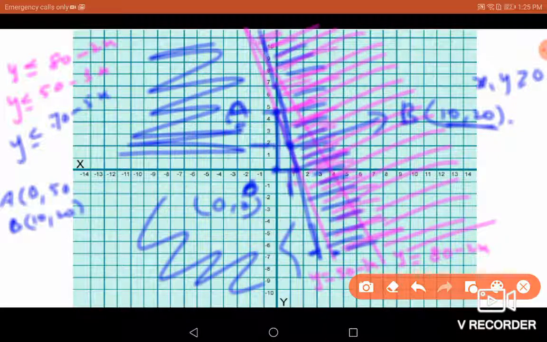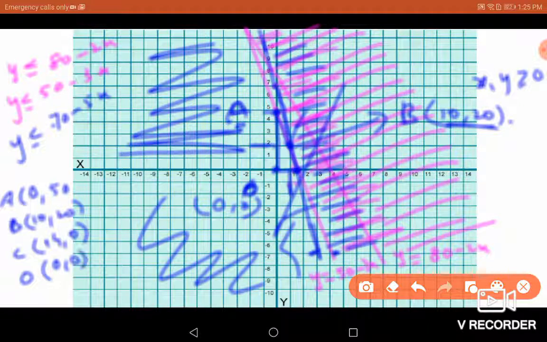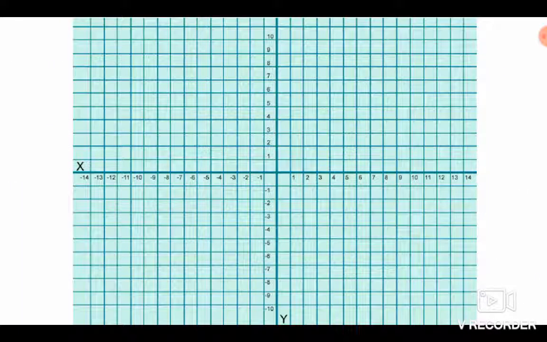C is this point on the x-axis. C is the point, this one, 14 here, right here, 14 comma 0. There are 4 points. The fourth point is the origin, 0 comma 0.